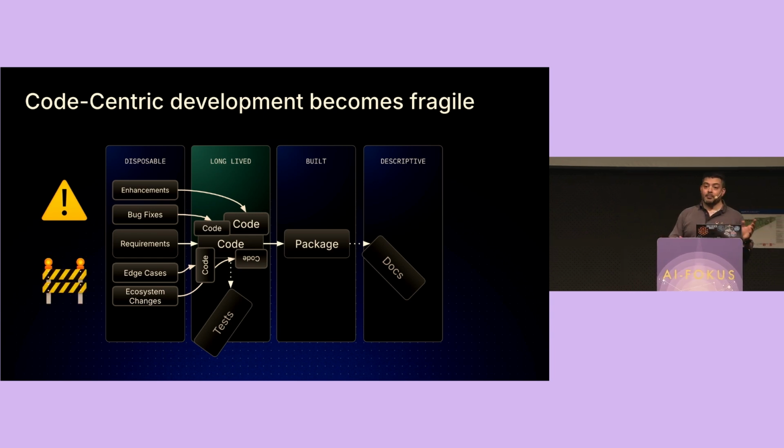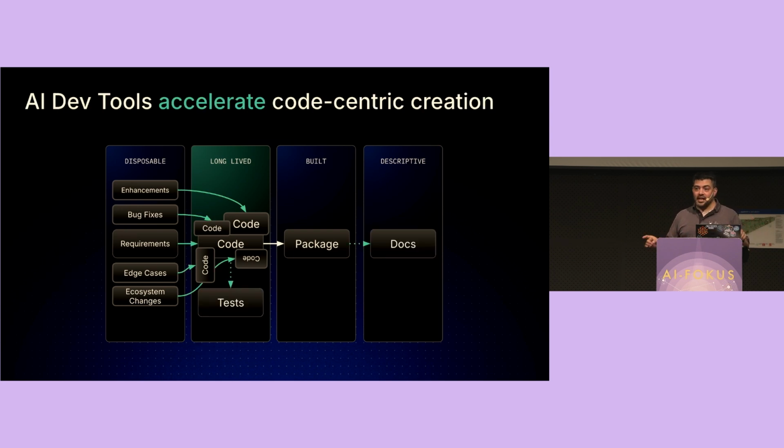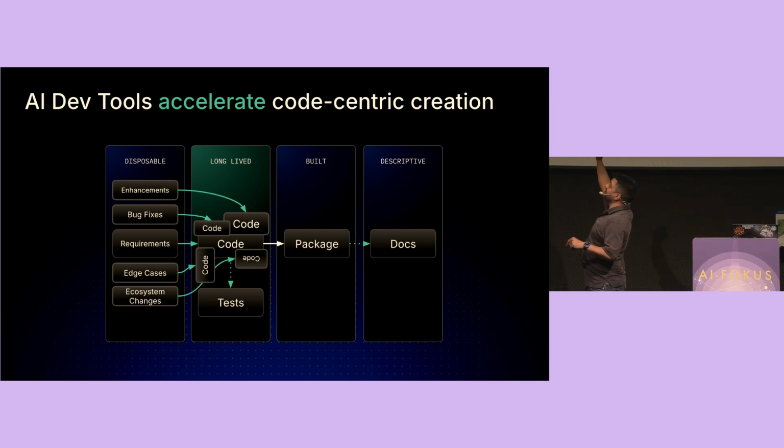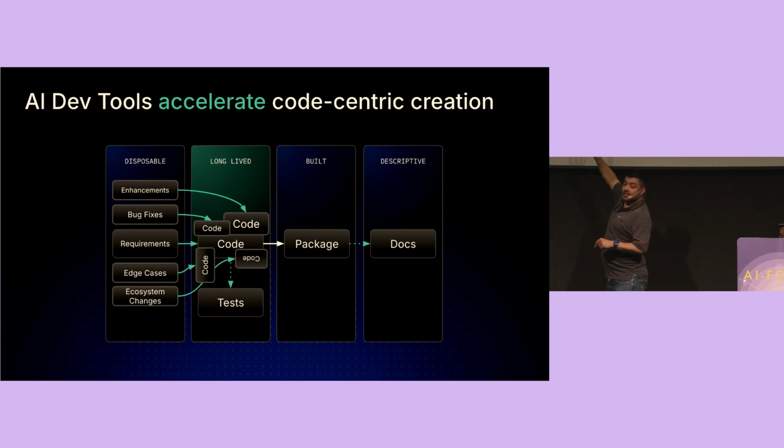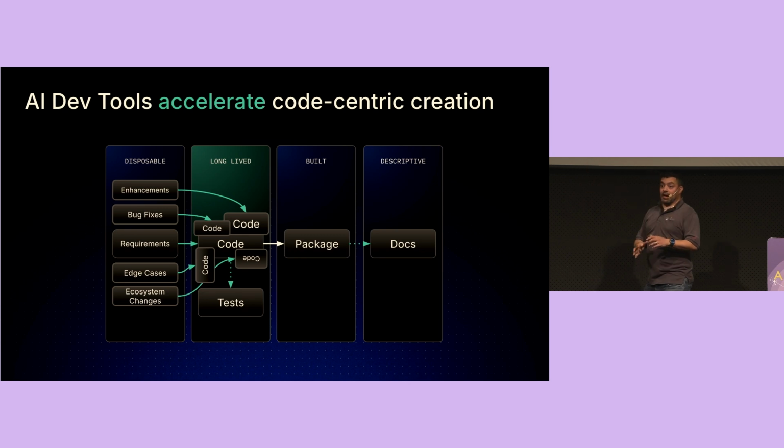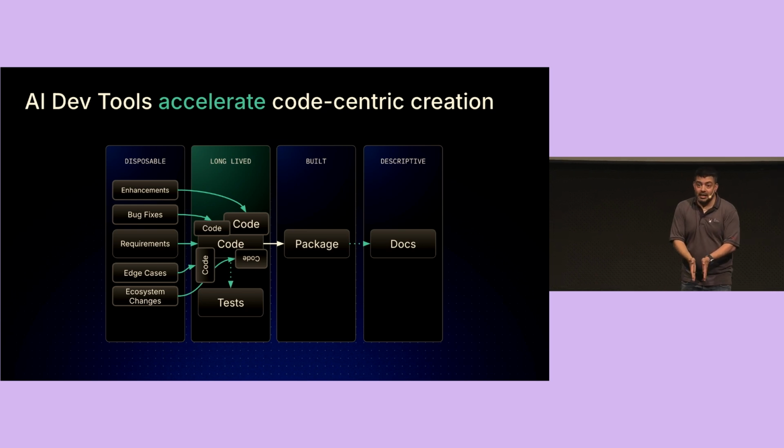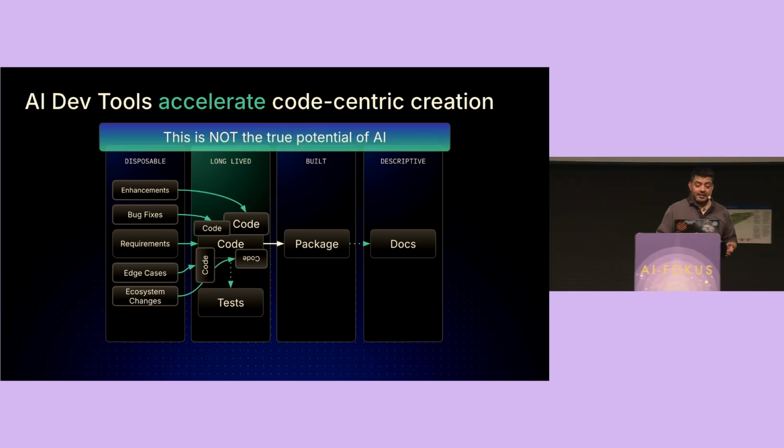Now, this is a complete maintenance nightmare from this point on, as we know. AI dev tools today that are code-centric accelerate this. They don't fix it, they accelerate it. As edge cases and bug fixes and enhancements come in, they accelerate the fact that we're updating our code paths and allow us to do this at a faster rate. We're allowed to add more features and fix bugs quicker. It doesn't solve the problem. It allows us to ship faster, possibly, but it doesn't solve these core problems. And we don't think this is the true potential of how AI can assist us.